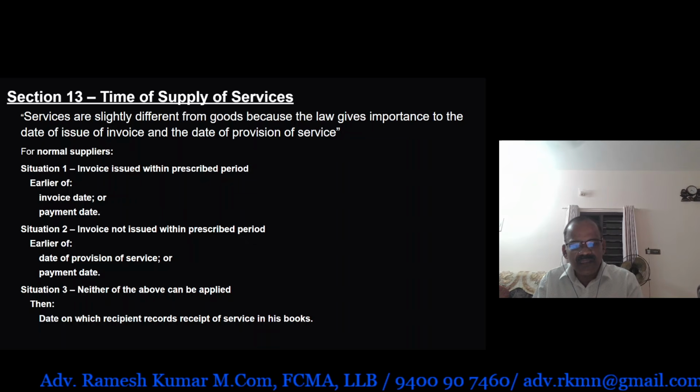So the basic sequence to remember is: invoice issued within time, invoice versus payment. Invoice not within time, provision versus payment. If neither applies, recipient's books of account. So we can remember this very easily.